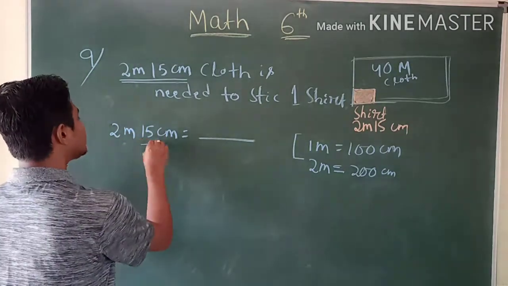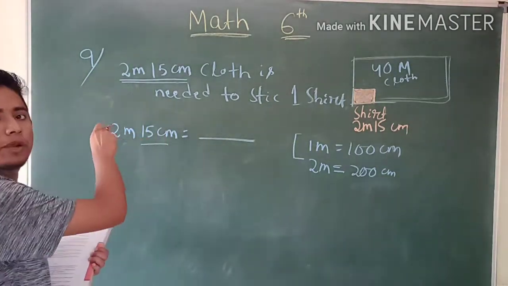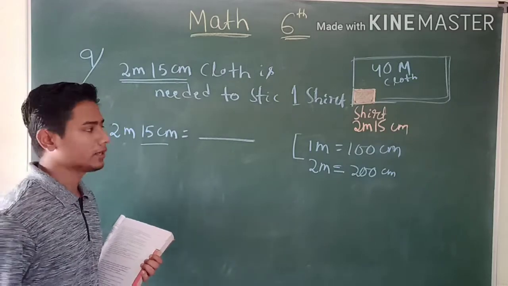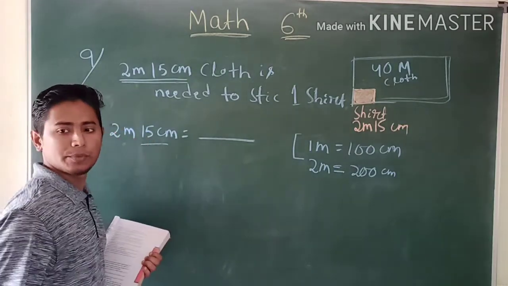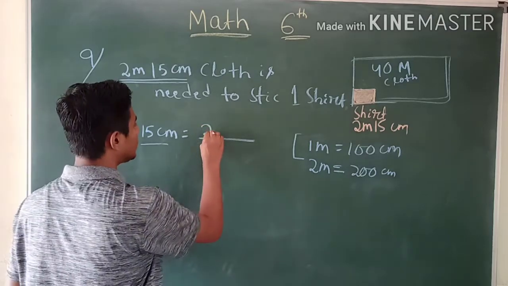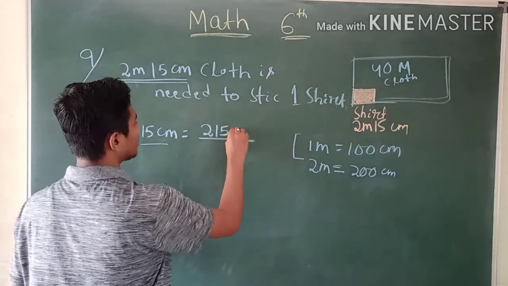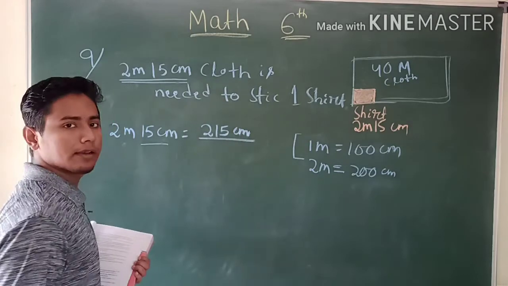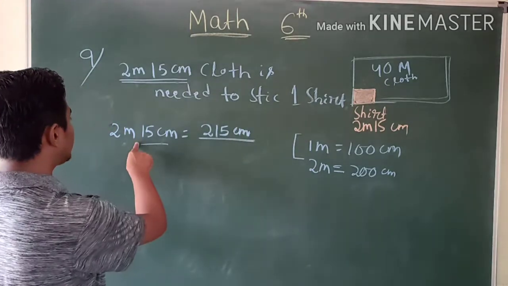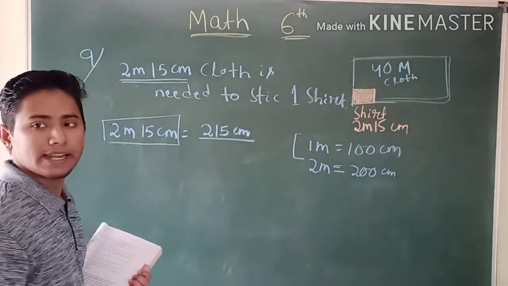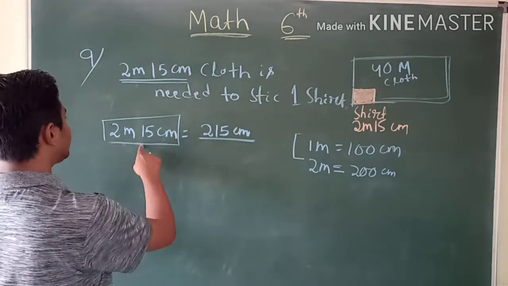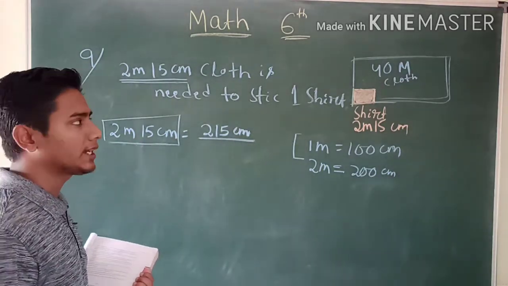Then 2 meter 15 centimeter. The 15 is already in centimeter. So now I only convert 2 meter to centimeter. 2 meter equal to 200 centimeter, and here it's already 15 centimeter. So 215 centimeter is the answer. So now I have converted the shirt length into centimeter: 2 meter 15 centimeter equal to 215 centimeter.